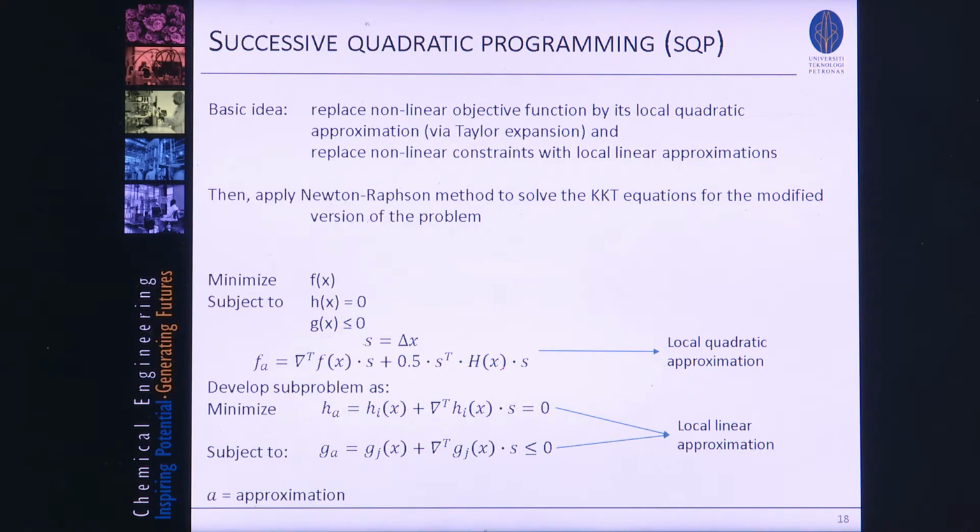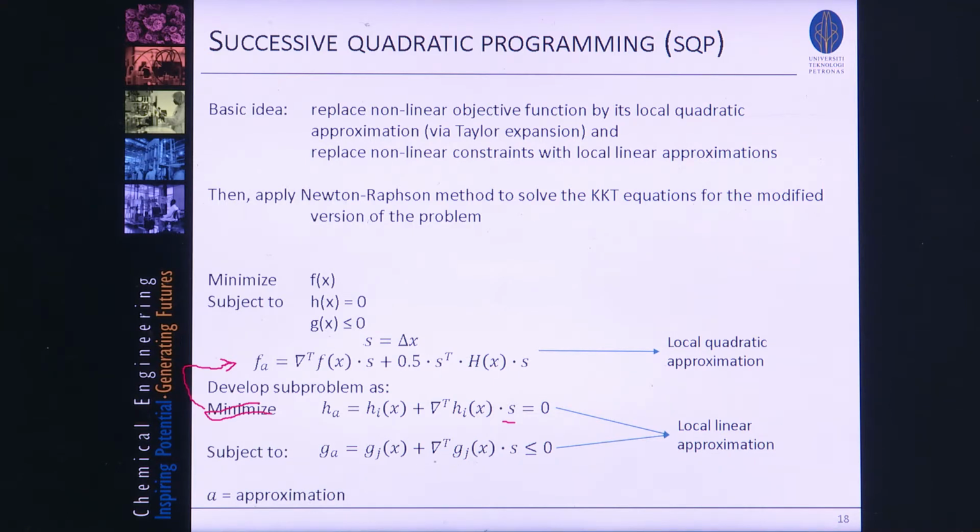And then the subproblem in this case is that we minimize the modified objective, subject to the constraints. The constraint h, we approximate it to its local value. So we have the modified h equals h_i at point x plus the first derivative of h_i times s, which is delta x, and the same goes for the inequality constraint. Here the tilde is the approximation.